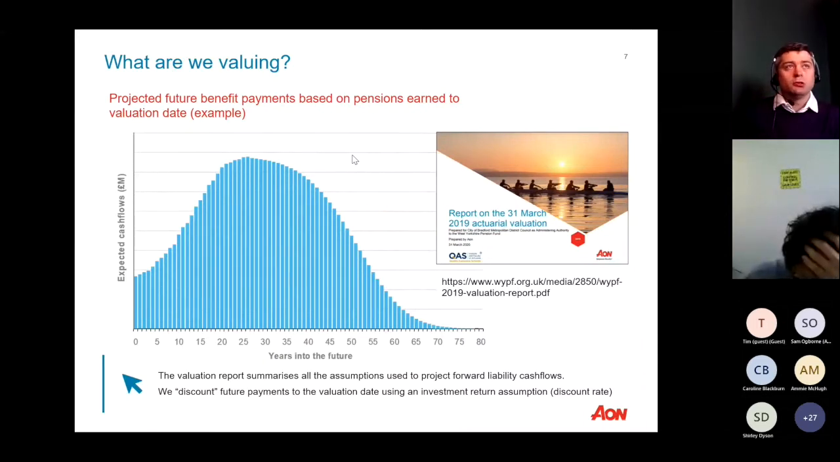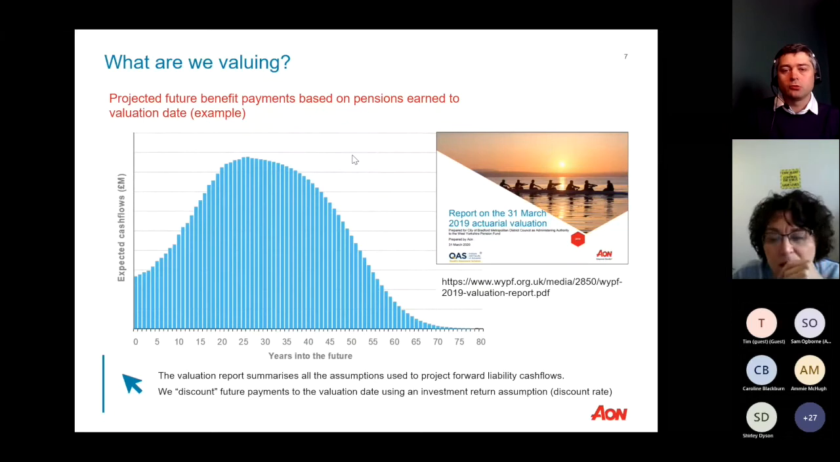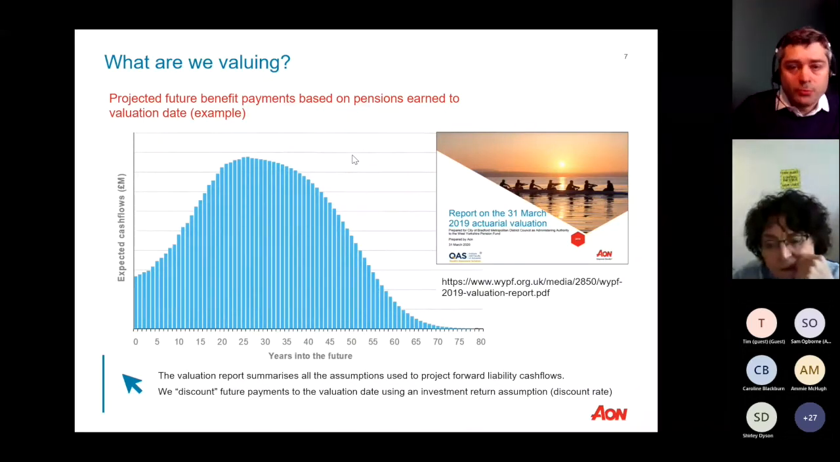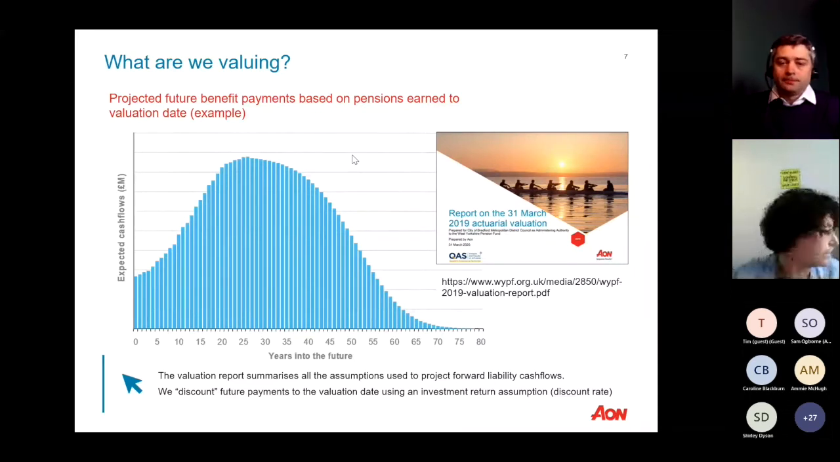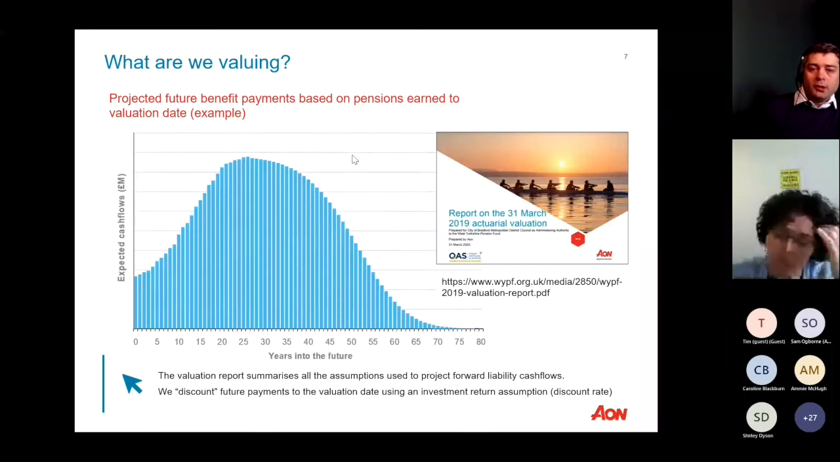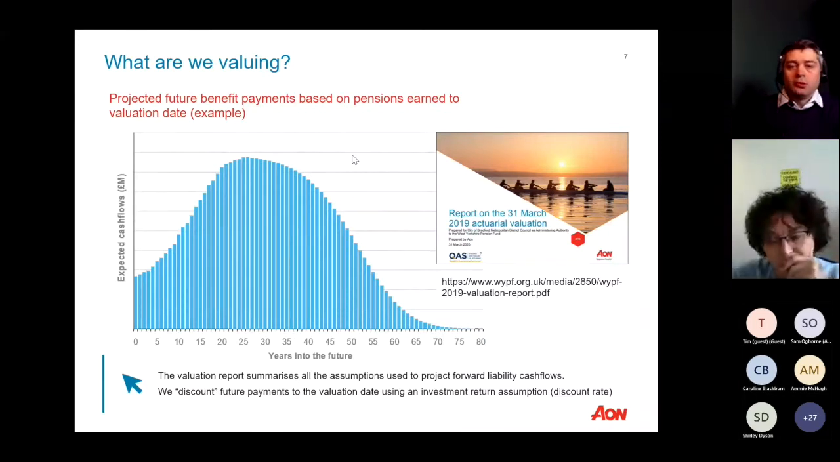At the last valuation, which took place in 2019, we were provided with the membership data in respect of all members of the fund. And based on assumptions agreed with the administering authority, we calculated the fund's liabilities, which is the present value of the future benefit payments to valuation date. I will explain the calculation of the liabilities in more detail in the second part of this session, which is more technical, when we talk about the pension accounting.